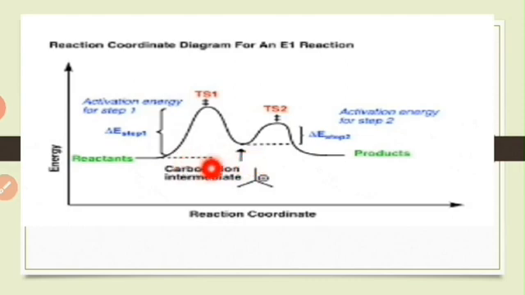Once the carbocation is formed, it is quickly attacked by the base to remove the beta hydrogen, forming the alkene. The smaller activation energy indicates the faster reaction. So this is the smaller activation energy in transition state 2, and therefore it indicates the reaction is faster, and here the activation energy is higher, so it indicates the slow step.